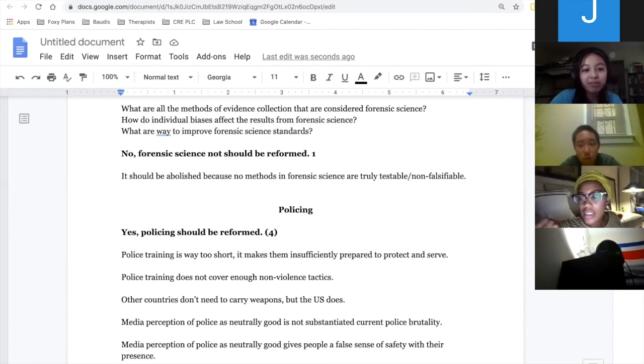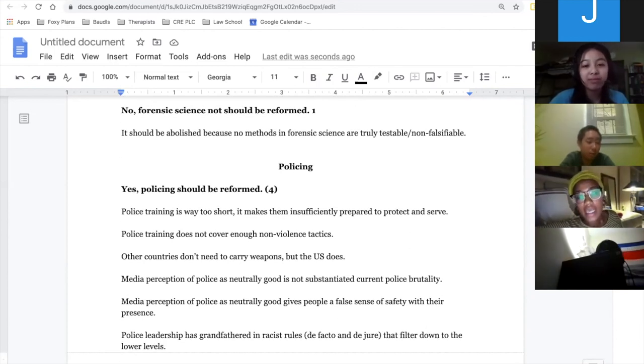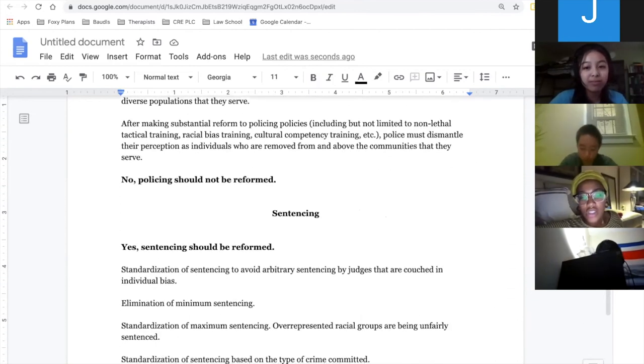Now, one of the things that I will say would probably be important in developing an argument for abolitionism is that you would have to win that there is nothing redeemable about the current system, and that it is possible to wholly collapse these areas. Which I think is probably easiest with forensic science, personally, but for policing and sentencing, I think it might be more of an uphill battle, but that's definitely something that should be considered.